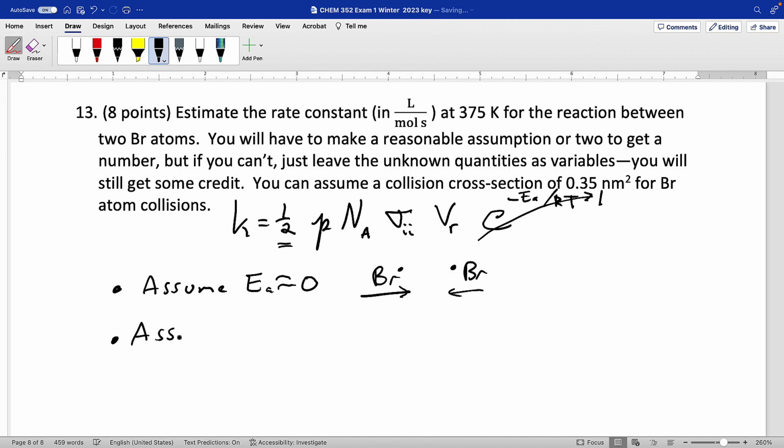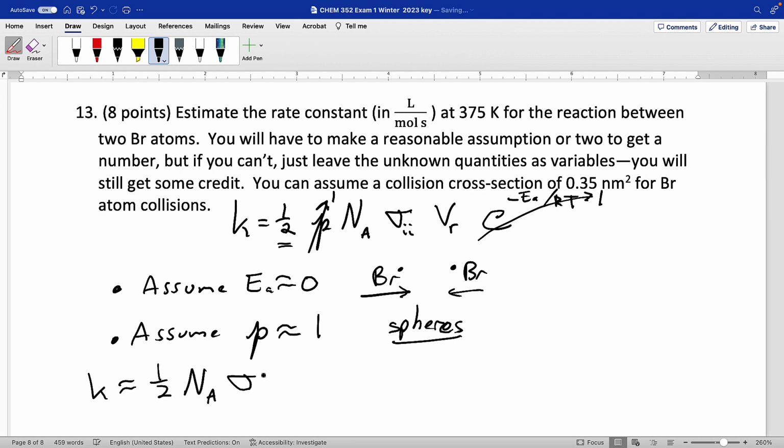The second thing we can assume is that the steric factor is approximately equal to 1. Why? We don't have to orient anything, right? These items that are colliding are spheres. So any collision angle is going to give us a possibility of a bond. So since they're both spheres, we can assume that. So that's going to be 1. So our expression is going to get much simpler. So say k is approximately equal to 1/2 Avogadro's number, collision cross-section, relative speed, and that's it.